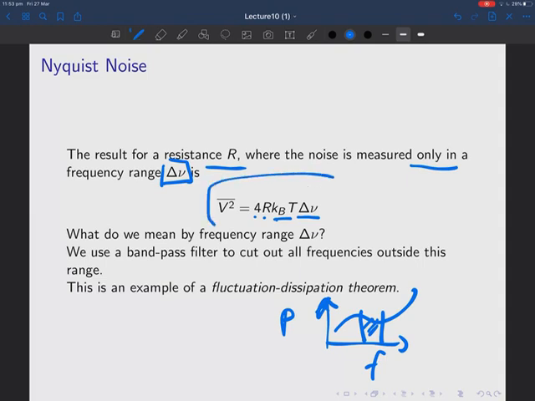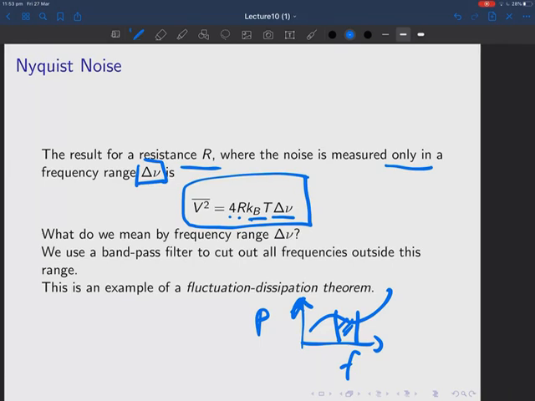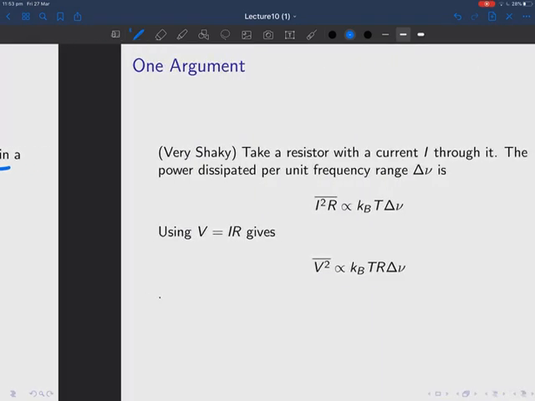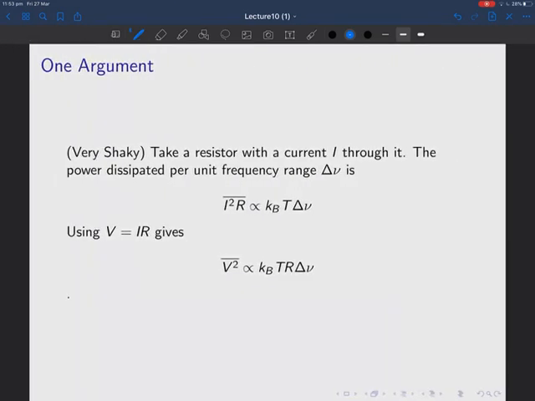Okay, and this is an example of a fluctuation dissipation theorem. But it's a very, very simple equation, right? The square of the voltage fluctuation is 4 times R times kBT times the frequency range. Very, very simple. All right, so I'm going to give you a couple of arguments deriving this particular law. Neither of these arguments I believe myself, but I'm going to give them to you anyway because they're the only arguments that really exist in a sort of elementary fashion.